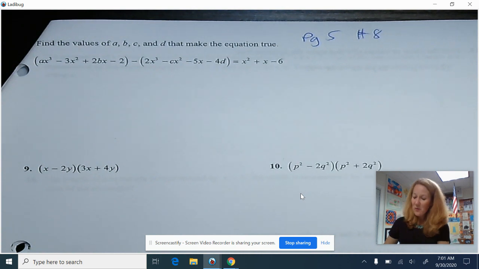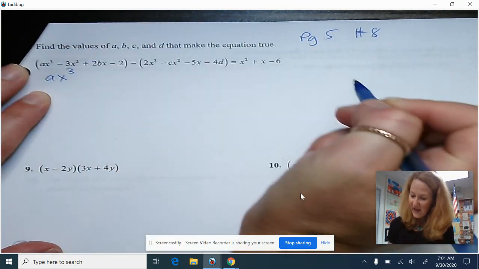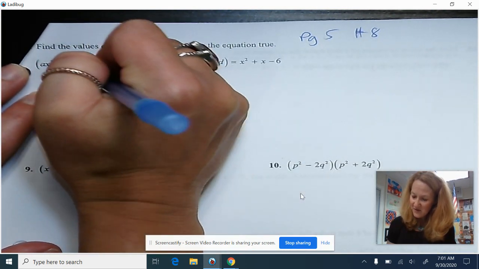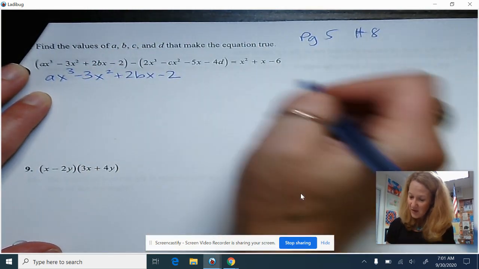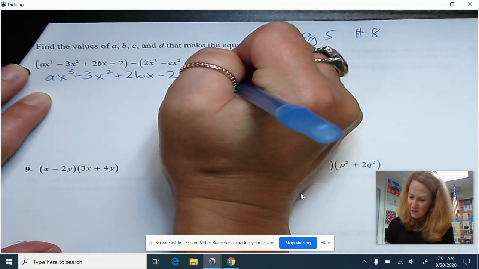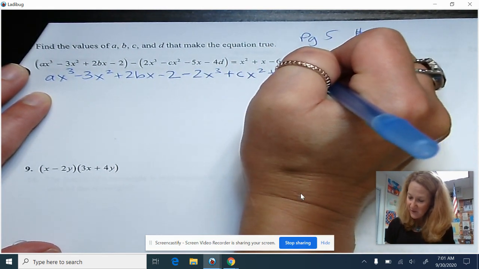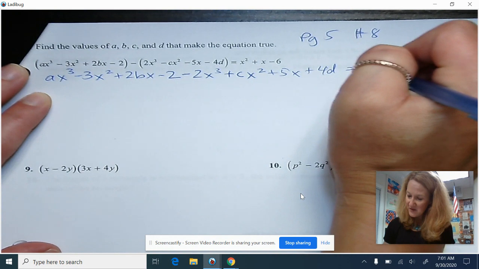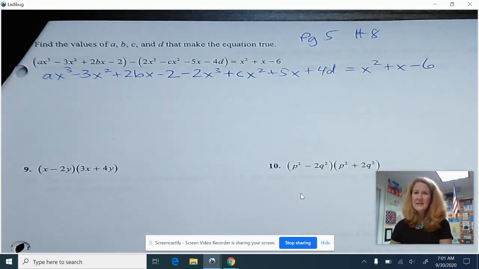All right, so I would recommend that you distribute through your negative because it's very easy to make errors with that. So I have ax cubed minus 3x squared plus 2bx minus 2, minus 2x cubed plus cx squared plus 5x plus 4d equals my trinomial on the right, which is x squared plus x minus 6. It's an awful lot to say.